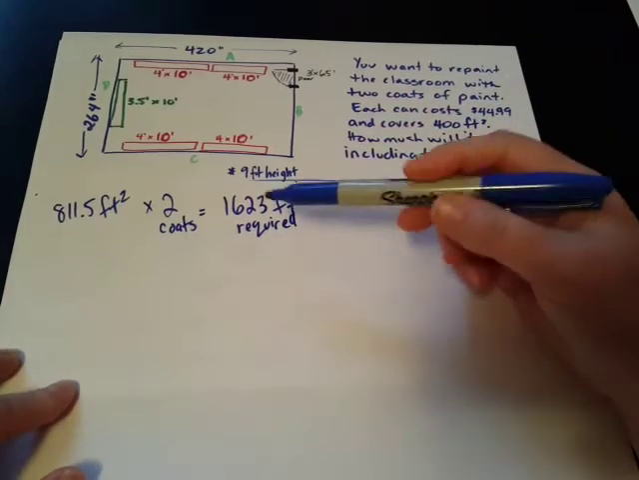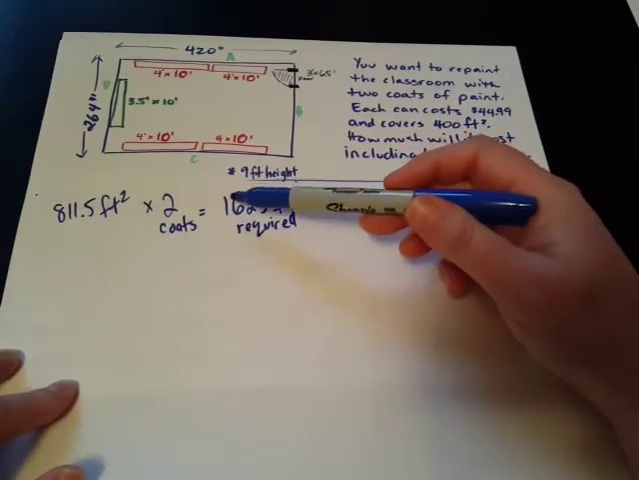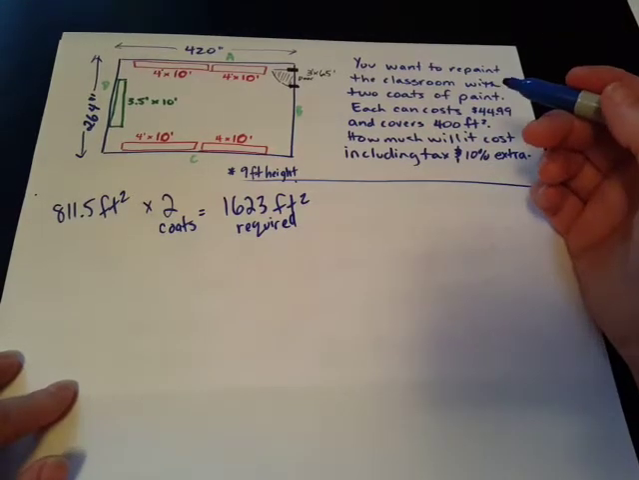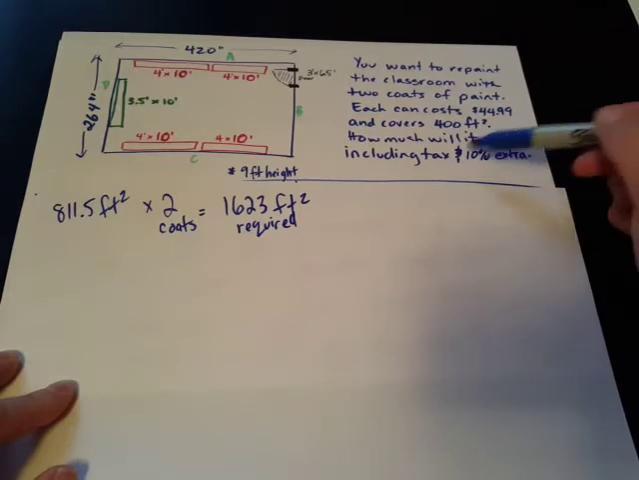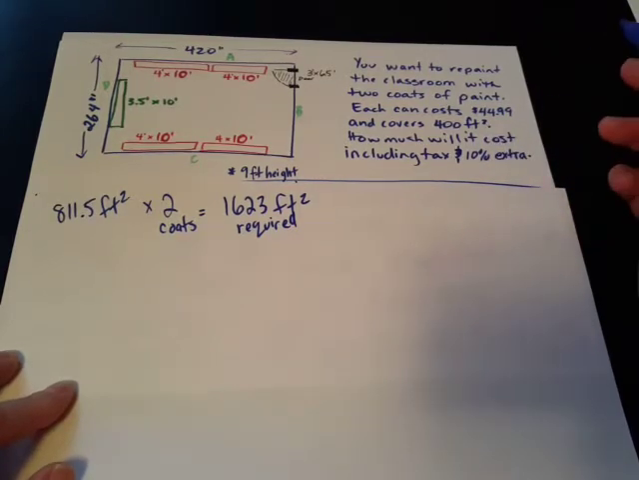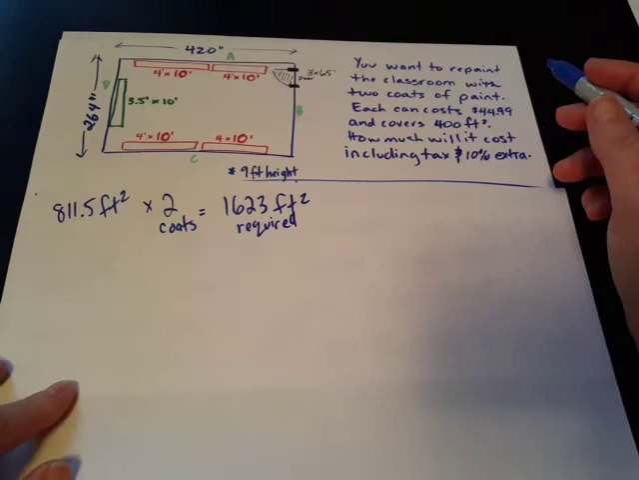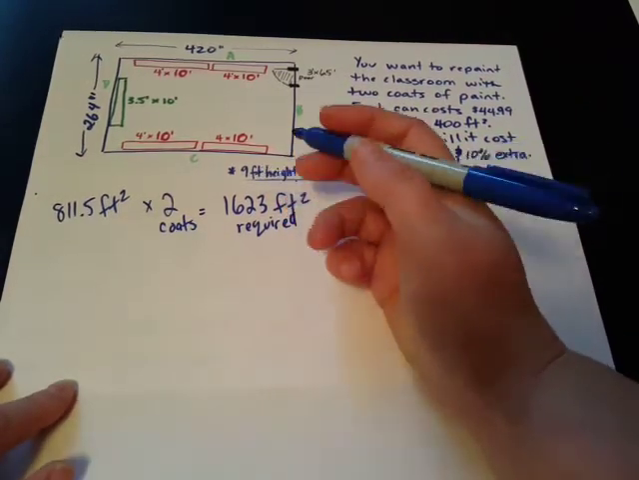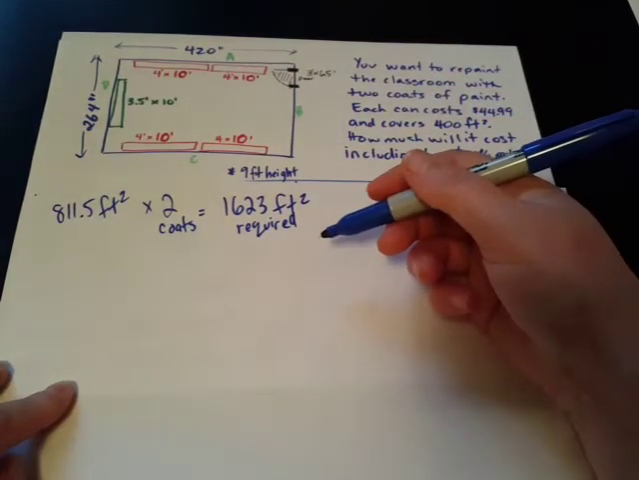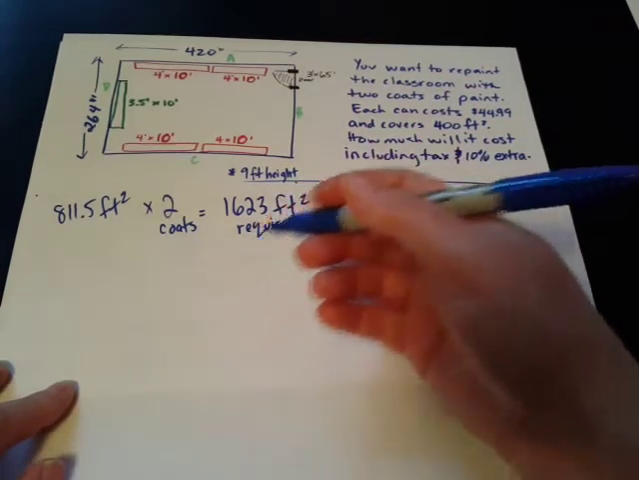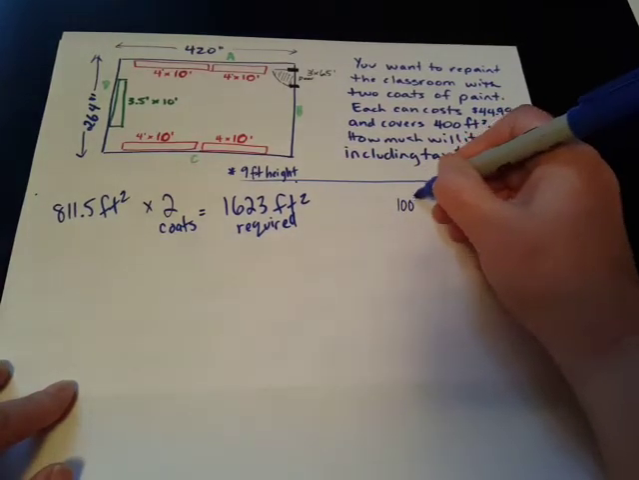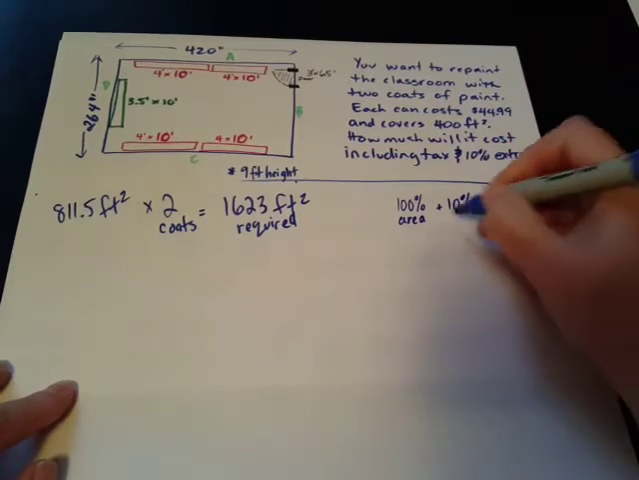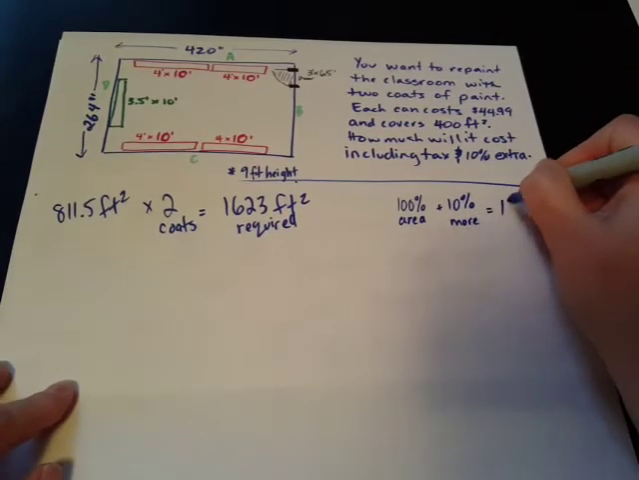So we're required to have at minimum 1,623 square feet worth of paint. Now, in the question, it's allocating 10% extra just for spillage or for extra paint required. So let's do that 10% extra. One way to do it is to find 10% and then to add back. But I'm just going to suggest that we actually take 100% of the area plus 10% more to make 110%.